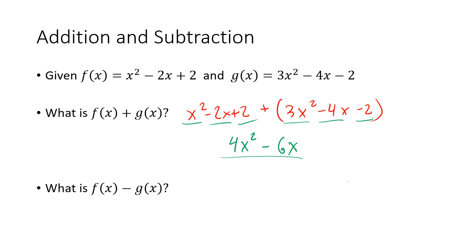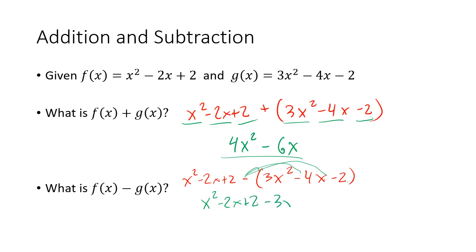Now f of x minus g of x, similarly, we do it with x squared minus 2x plus 2, and then again, we subtract everything inside these parentheses, 3x squared minus 4x minus 2, and it can be really helpful to first distribute this negative through, so we would rewrite this as x squared minus 2x plus 2, and then minus 3x squared minus a negative 4x, so plus 4x, and then minus a negative 2, so plus 2.